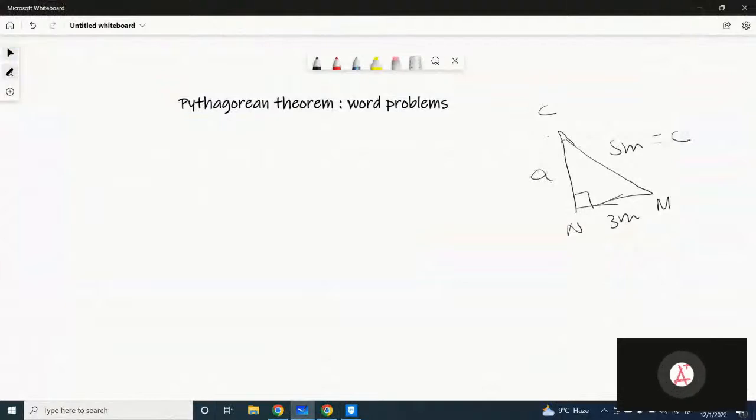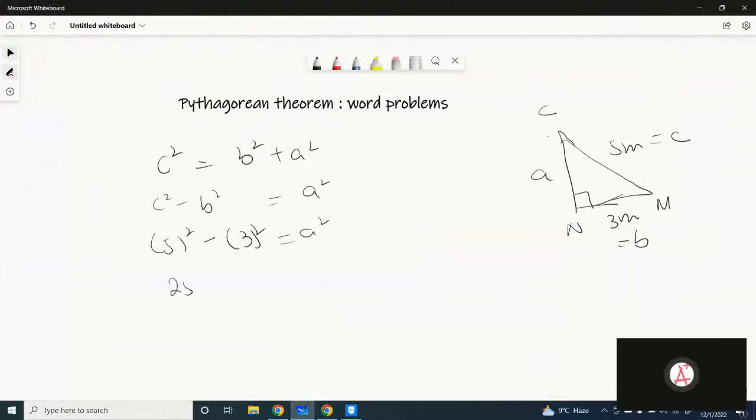We know that this is C, this is B, and this is A. So we know that the Pythagorean theorem is C square equals A square plus B square. But we are given C, we have to find the side length of A. So it would be A square equals C square minus B square. C is 5, so it would be 5 square minus 3 square equals 25 minus 9 equals A square. It would be 16 equals A square. Just calculate the square root, it would be A equals 4. Got it?